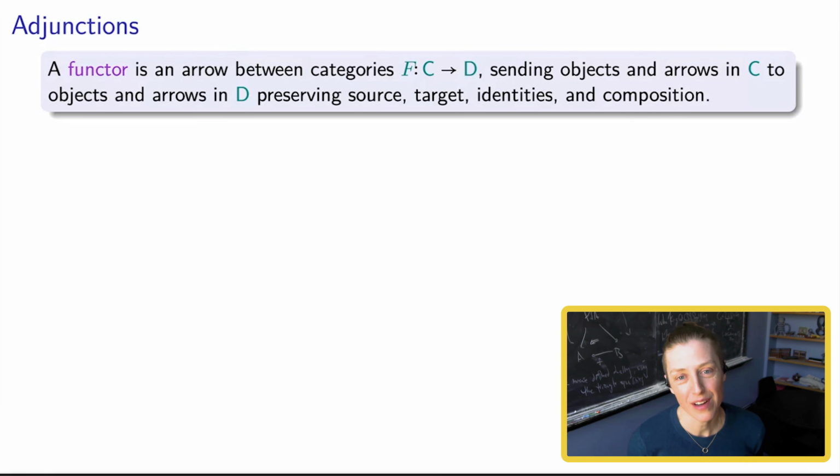So here, C and D are entire categories among themselves. So like the category of vector spaces and linear maps. So C and D each have objects and arrows with sources and targets and identities and composition. And what a functor is, it's really an arrow between categories. Explicitly, it sends the objects of C to objects of D and the arrows in C to arrows in D in such a way that respects all of the categorical structure. So the sources, the targets, the identities, the composition.